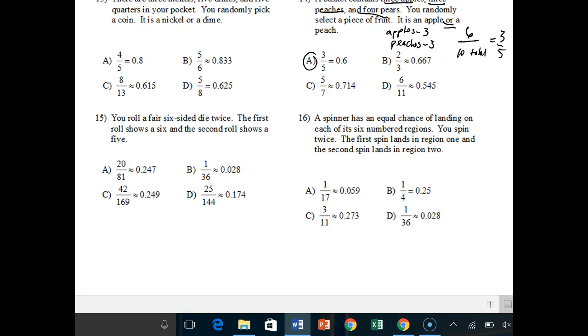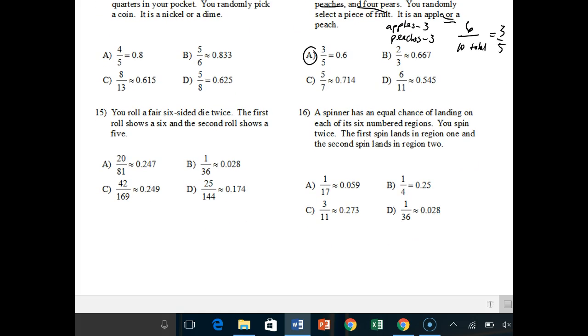And number 15, you roll a fair 6-sided die twice. The first roll shows a 6 and the second roll shows a 5. So again, what's the probability of me getting a 6? That's 1/6. What's the probability of me getting a 5? That's also 1/6. So getting a 6 then a 5 would be 1/36. B is your answer.